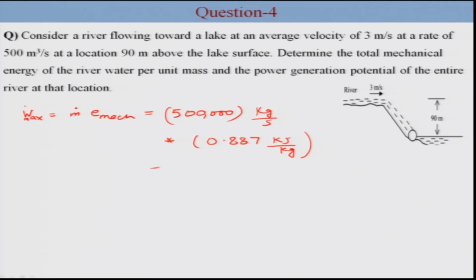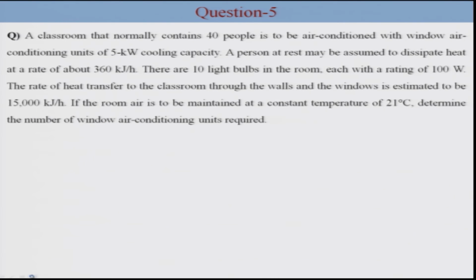So, this is 444 megawatts. So, this is the potential of the river if it is recovered completely. Moving to the next question, which is completely based on energy balance.